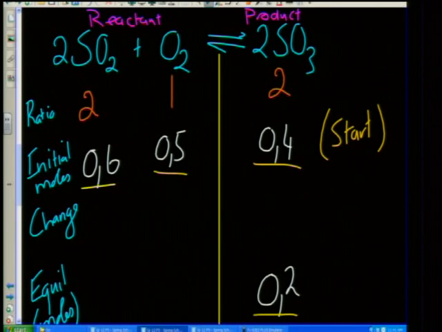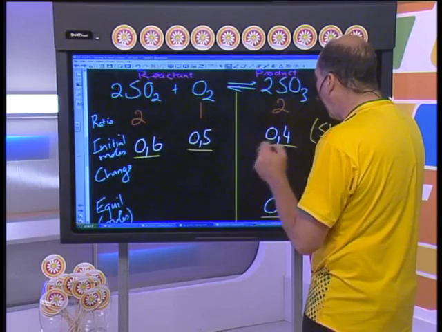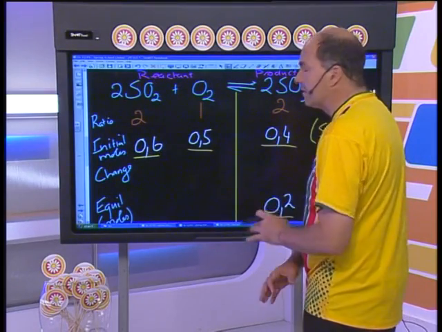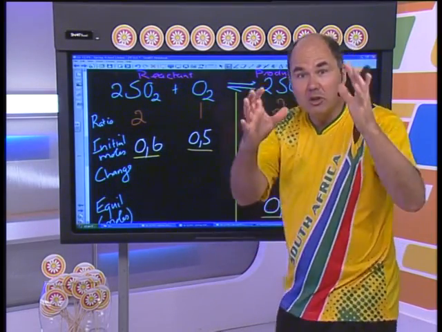Remember, these are going to be on your numerator in your KC expression. The ones on the left-hand side, the reactants, are going to be in the denominator. Okay, so how do we go about filling in the rest of the missing bits? Well, it's not too difficult.